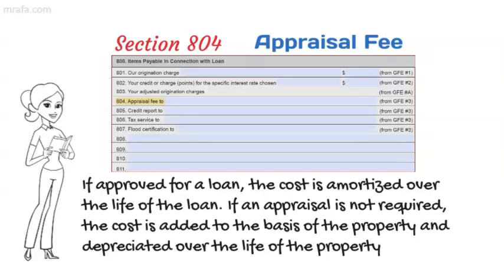However, if it's not required, you can add this cost to the adjusted basis of your property, and it will be part of the depreciation calculation that you amortize over the life of the property.